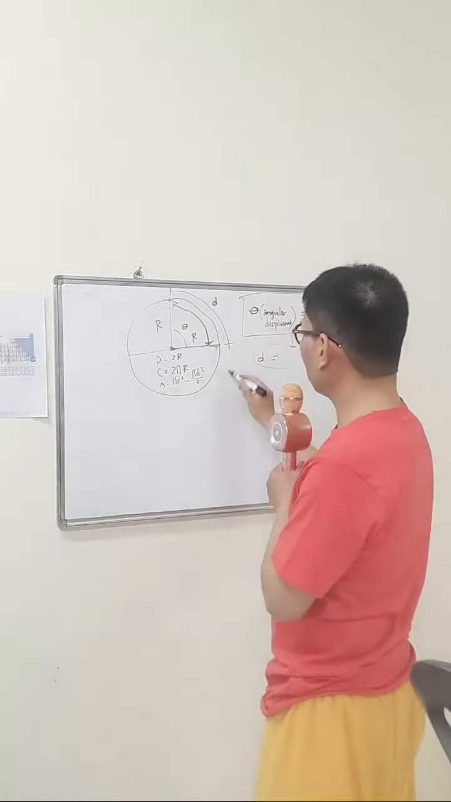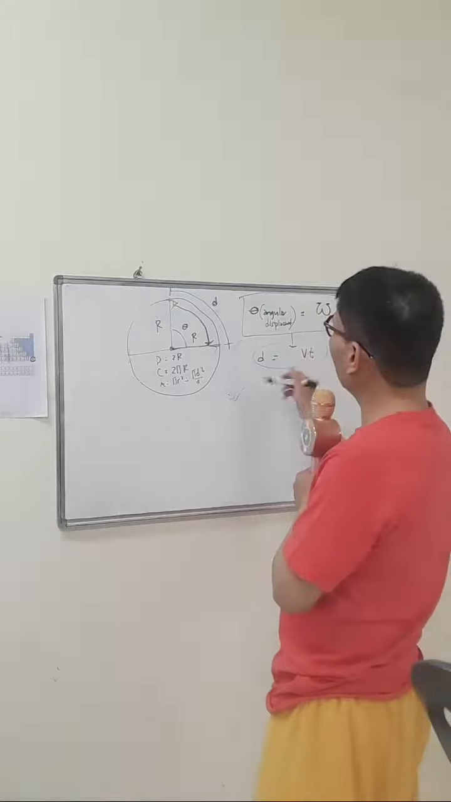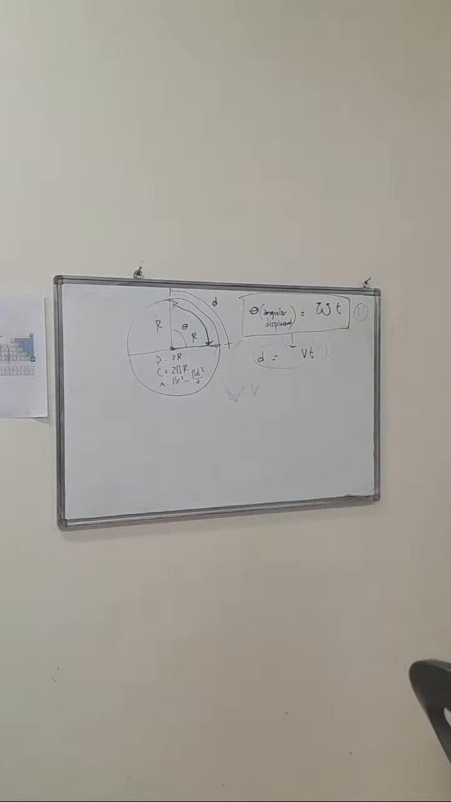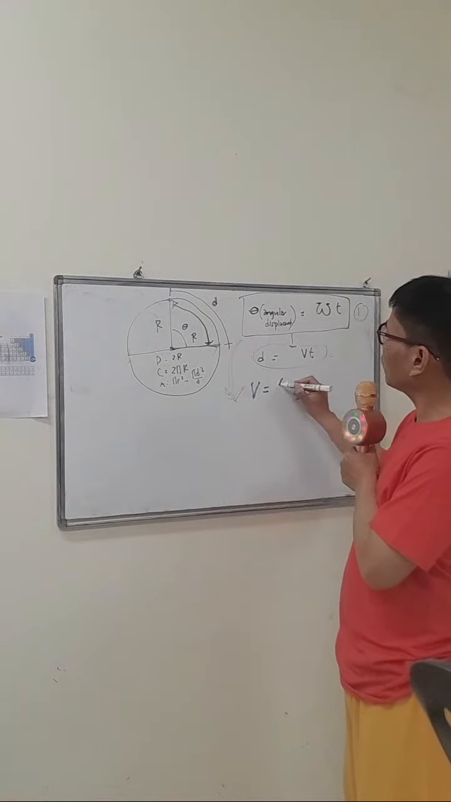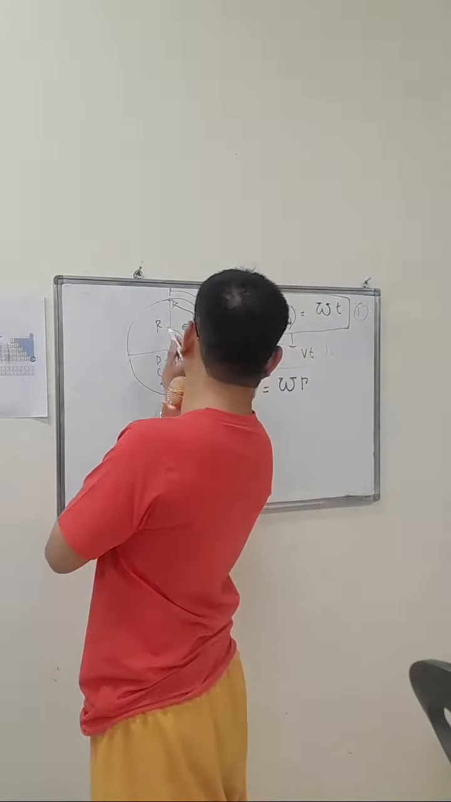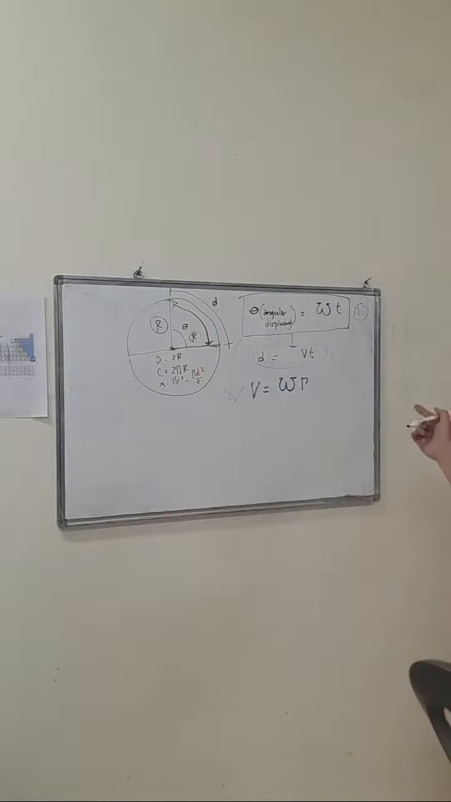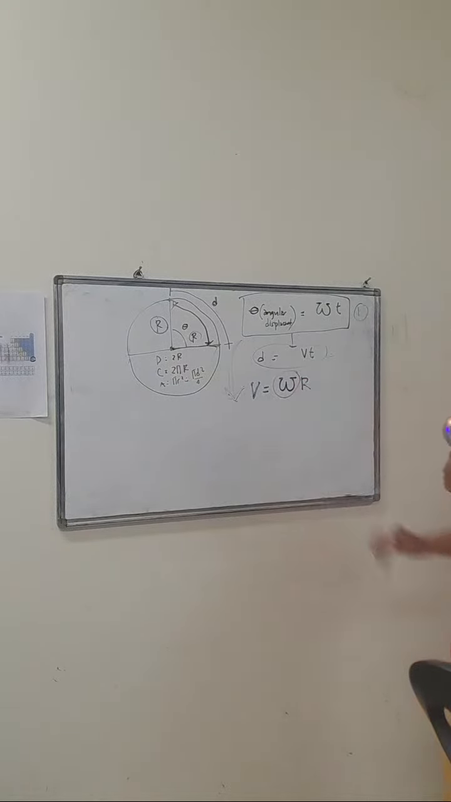We can create another formula for this. You will say that we're going to have velocity. Velocity here is not angular. Velocity is equal to angular velocity times r. The r here is the radius. It travels with a velocity, and we just introduced the angular velocity w in that.